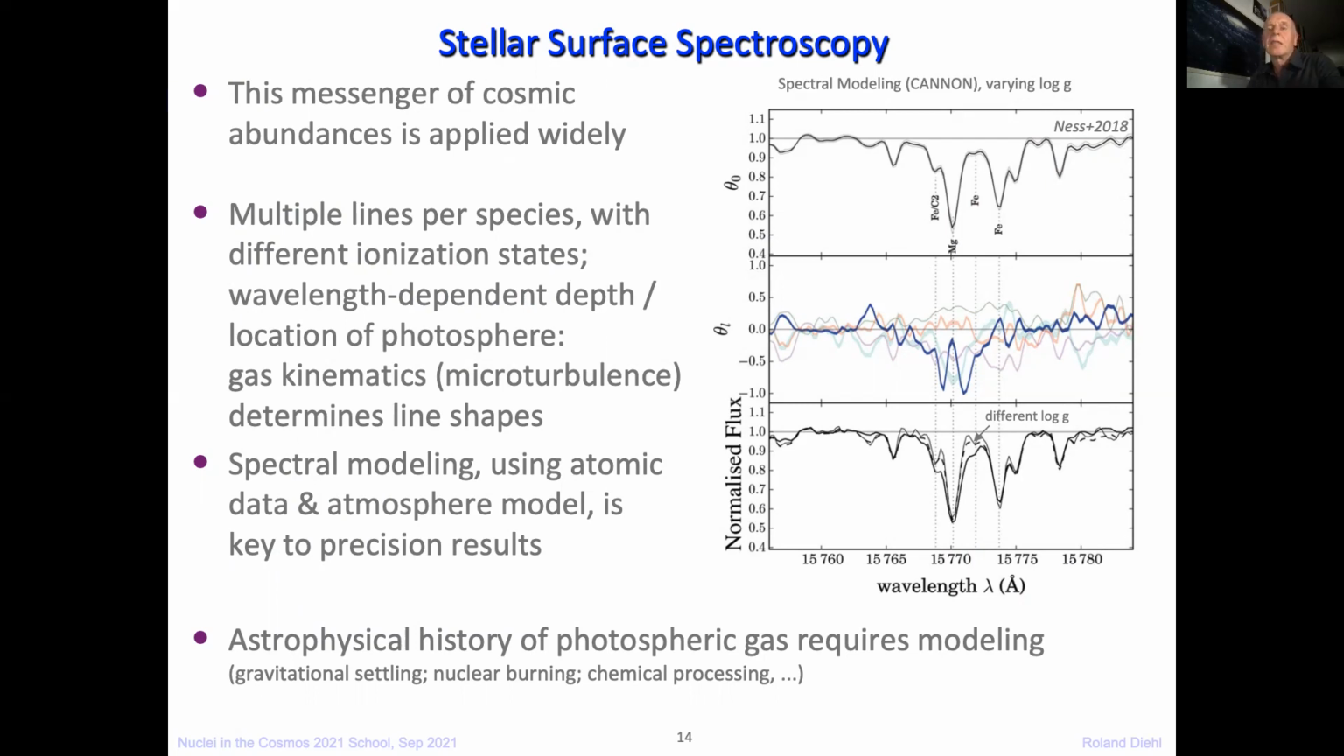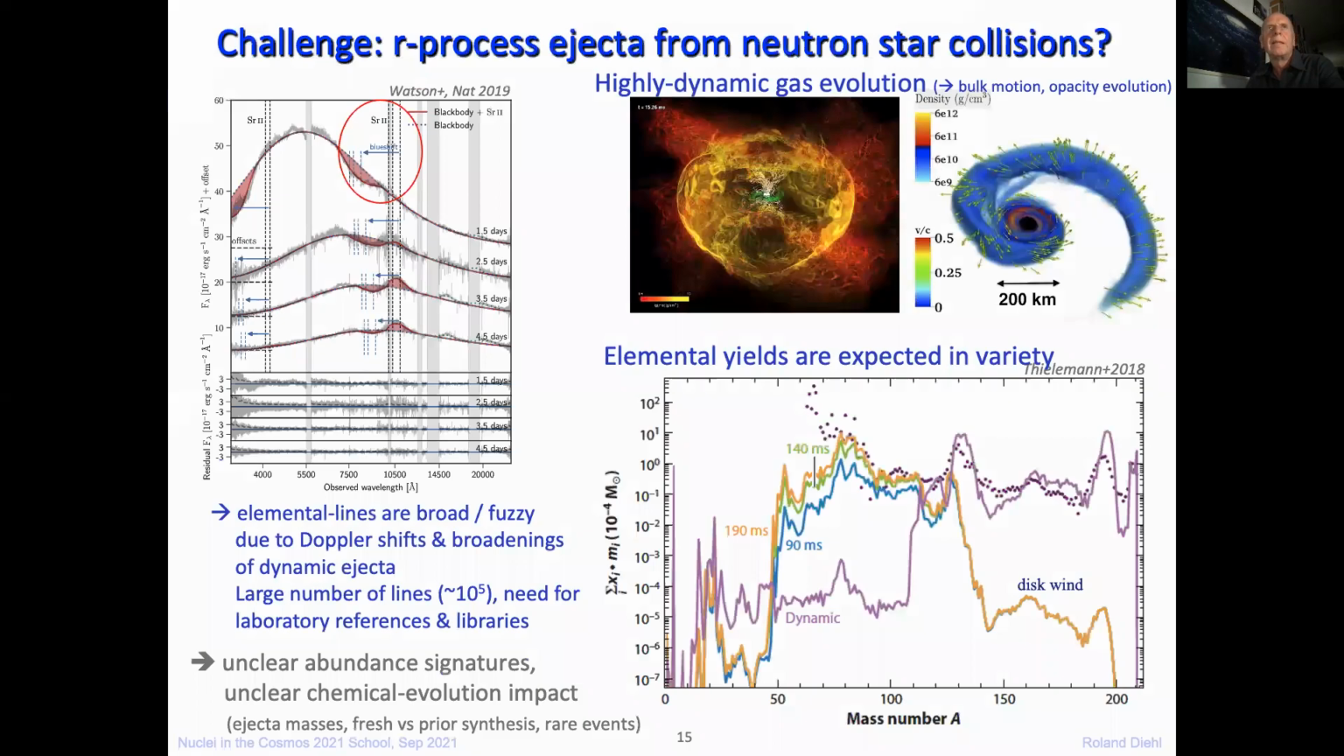Then, of course, you have abundances in the photosphere, and in order to trace those back to the gas that existed when the star formed, you are required to model the history of that gas. That means the processing that occurred in the stellar photosphere at the time of stellar evolution or during stellar evolution of the star you are observing.